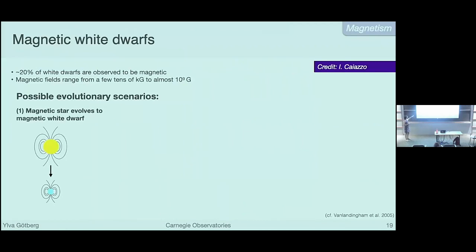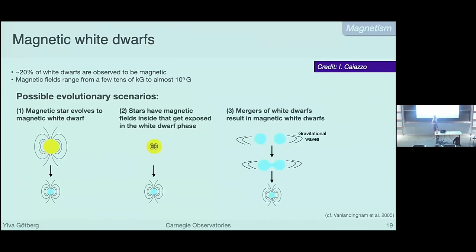You can either have a star that was magnetized throughout, and you get a magnetized white dwarf. Or you had some magnetic field on the inside, and that got exposed when you created the white dwarf. Or you merge two white dwarfs, and in the merger process, you create that magnetic field.